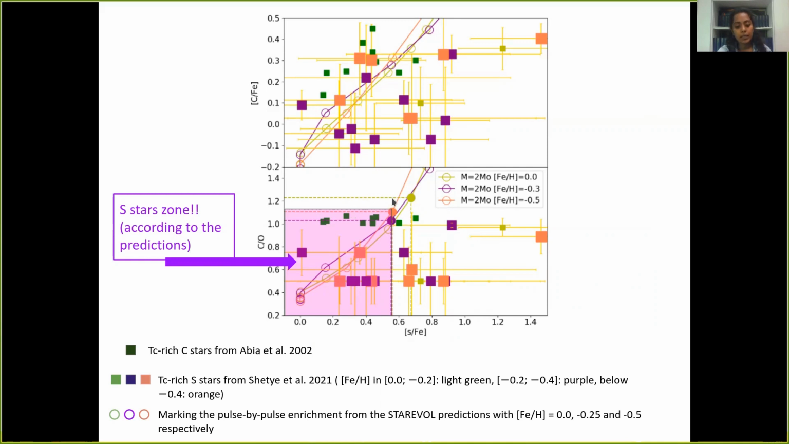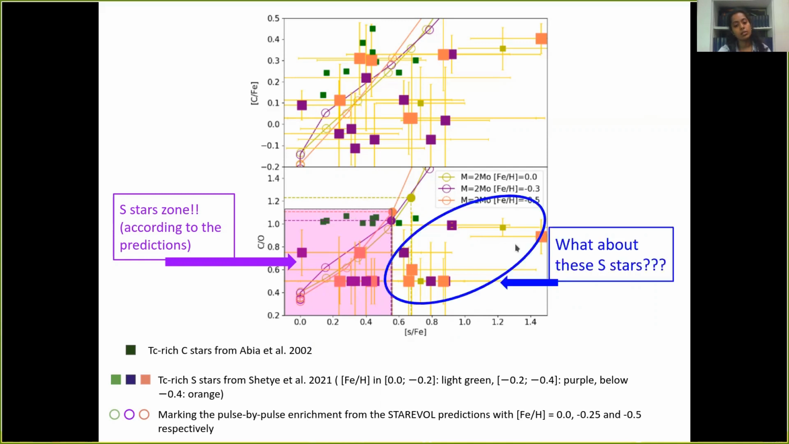However, we find many S-stars which are located outside this zone. They have a relatively high S-process abundance compared to their low carbon over oxygen ratios. So they even have a higher S-process enrichment than the carbon stars and a relatively low carbon over oxygen ratio. That's how they diverge from the trend that we predict from the AGB models. This is something we have to understand, because it hints towards a big gap between our predictions and our observations for such a crucial parameter as the carbon over oxygen ratio.